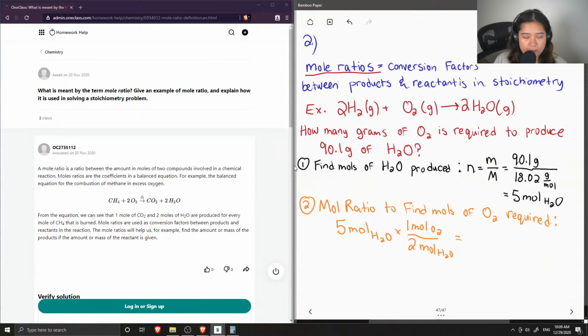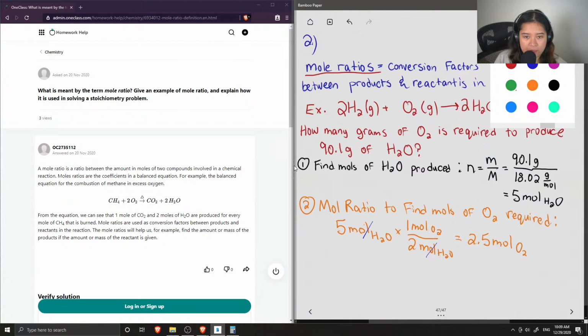So by using this mole ratio, then we can convert from moles of water produced to moles of oxygen that was required for the reaction. So if we divide 5 by 2, then you'll see that 2.5 moles of oxygen was required for the reaction.